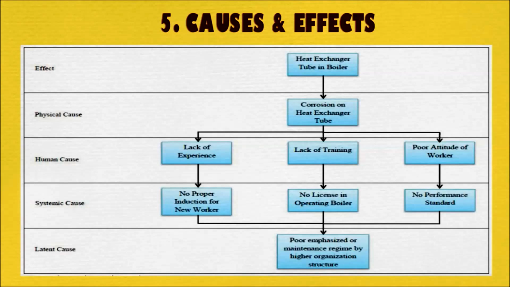The systematic causes of these problems are no proper introduction for new workers on how to operate the heat exchanger, and no license in operating boilers for the boilerman. The poor attitude will be the result of no performance standard set by the company to assess the performance of the workers. All this will be caused by the latent cause that we identify as the poor emphasis of the company on the maintenance regime. This will cause all the upper parts to act in a certain way.